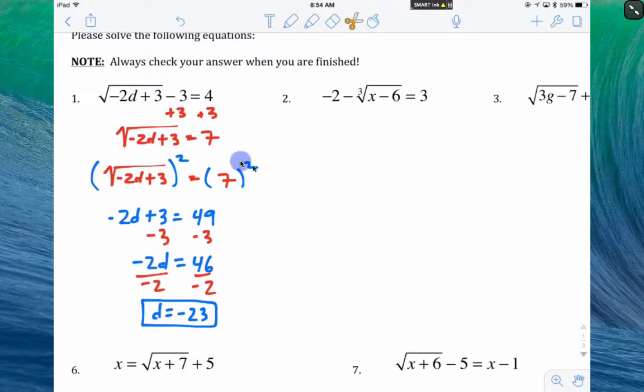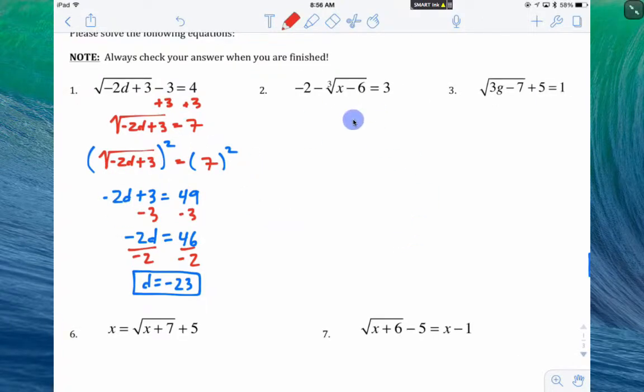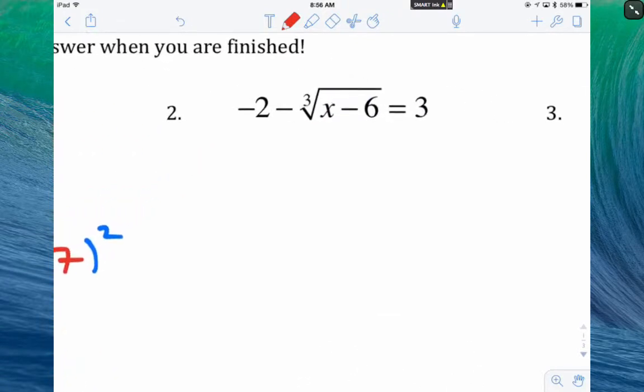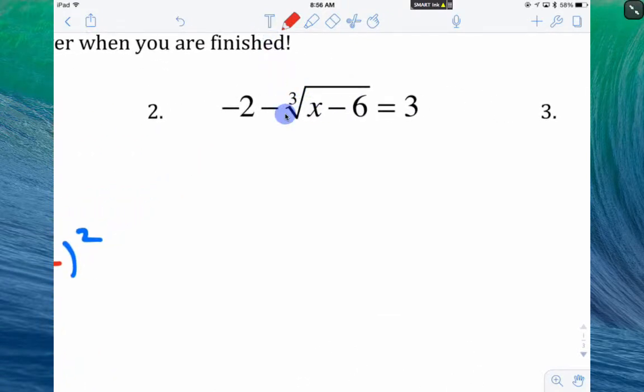Then we can raise to whatever appropriate power to put ourselves in a position to isolate that variable. All right, let's take a look at our second equation. And the big difference here is we're dealing with a third root instead of a square root. But the strategy is going to remain exactly the same. Let's isolate this third root on one side of the equation first.